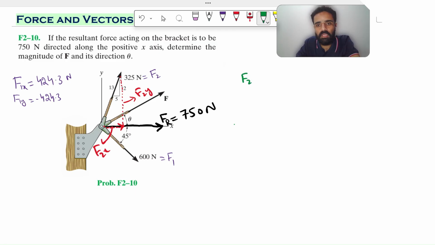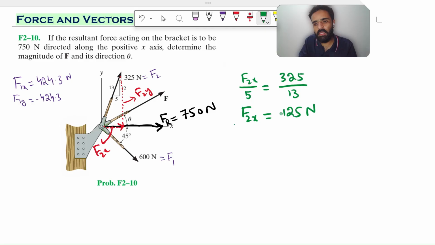For F2x, I will be using the similar triangle technique, which says that the base of the large triangle divided by the base of the small triangle, which is 5, is equal to the hypotenuse of the large triangle, which is F2, equal to 325, divided by the hypotenuse of the small triangle, which is 13. Now I will be finding the value of F2x by shifting this side to the other side. After calculation, I will get the value of F2x equal to 125 Newton.